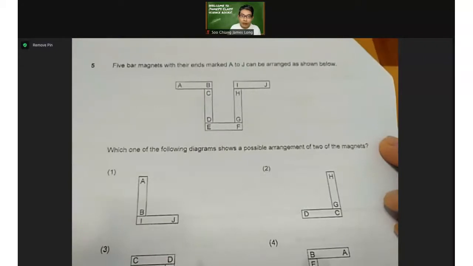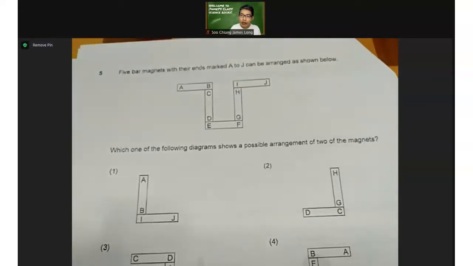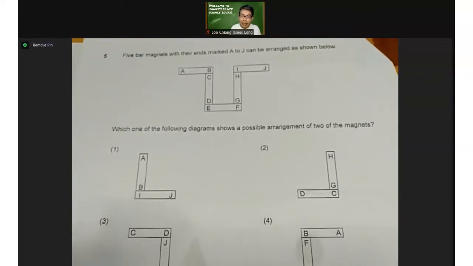We will begin with question 5. 5 bar magnets with their ends marked A to J can be arranged as shown below. Which of the following diagrams show a possible arrangement of 2 of the magnets?